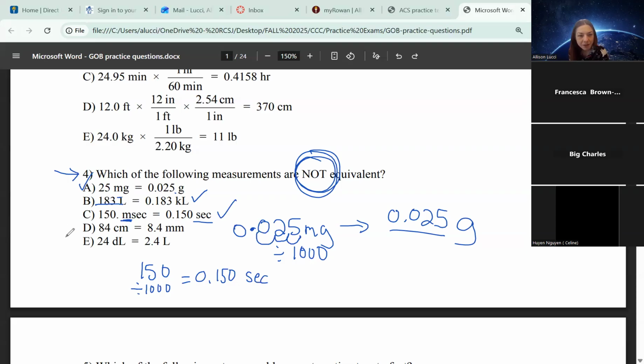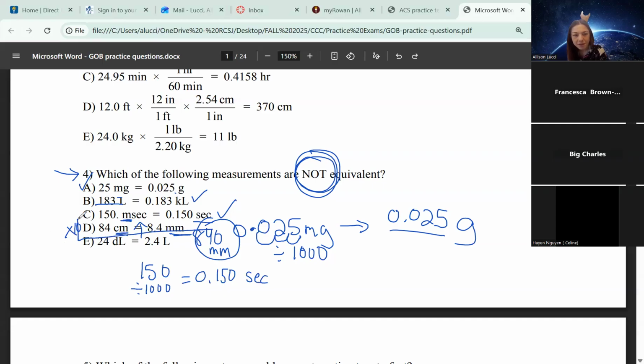D here is a little suspicious because I'm going from a larger unit to a smaller unit. So I would expect my coefficient, my numeric value here, to get larger. So I would actually have 840 millimeters if I did this conversion properly, because I would multiply by 10 here.